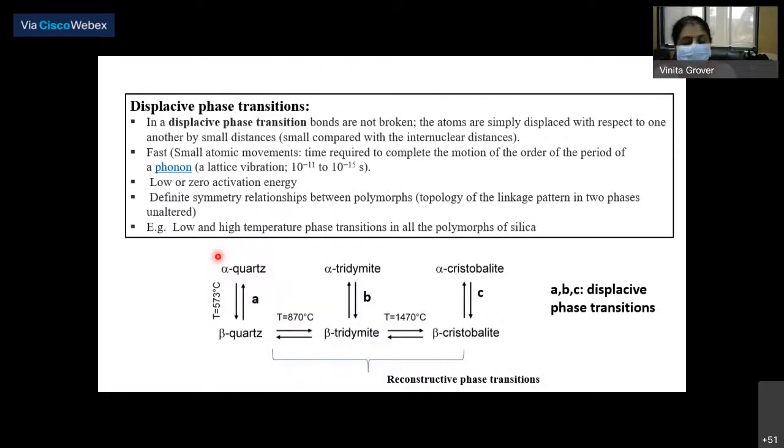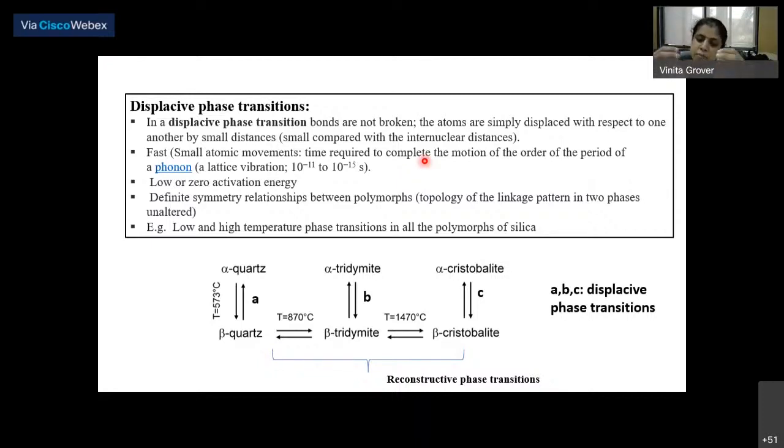The first one was reconstructive phase transition. Now, the second is displacive phase transition. Again, this class is going to be very simple. Displacive, again, simple English. What does displacive mean? Here, the bonds are not broken. The atoms are simply displaced with respect to one another by small distances, and that distance could be equal to the internuclear distance, or even smaller than that.